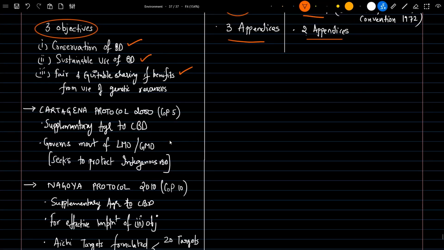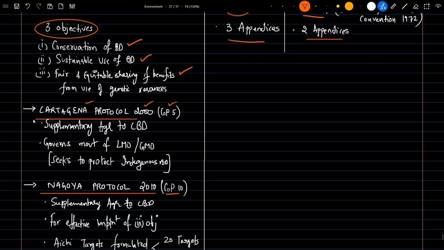Similarly, in the Conference of Parties under the Convention on Biodiversity, there are two protocols that have been obtained. One is the Cartagena Protocol in 2000 under COP5. Next is the Nagoya Protocol in 2010 under COP10, Conference of Parties 10.